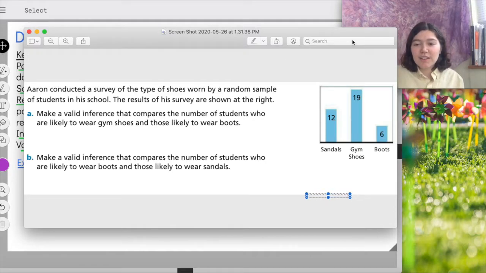Okay, if I'm looking here, gym shoes, I have 19 people. Boots, I have 6. We're told this is a random sample. That means it's representative. So a valid inference would be it's likely that in the school, more students are wearing gym shoes than boots. That's all it is. Because in our sample, more were wearing gym shoes than boots, I could make a valid inference to say that in the entire school, the entire population, that's probably true as well.